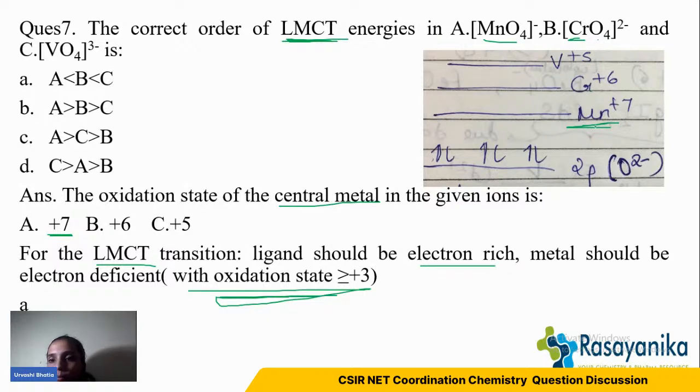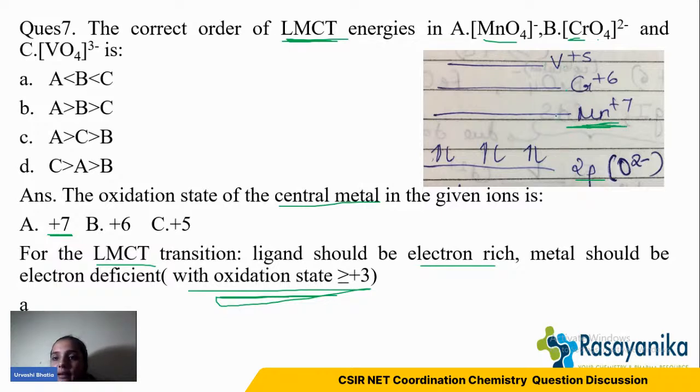So it will have the least energy. The oxygen, being highly electronegative, has the least energy, followed by chromium and then vanadium. Okay, so if we have 2p, this O2 minus is going to donate electrons from its 2p orbital. The electrons present in the 2p are going to get transferred to the d orbitals of manganese, chromium, and vanadium.